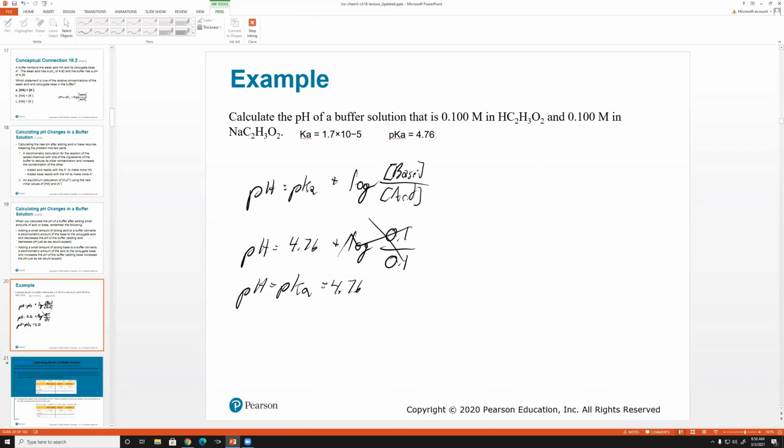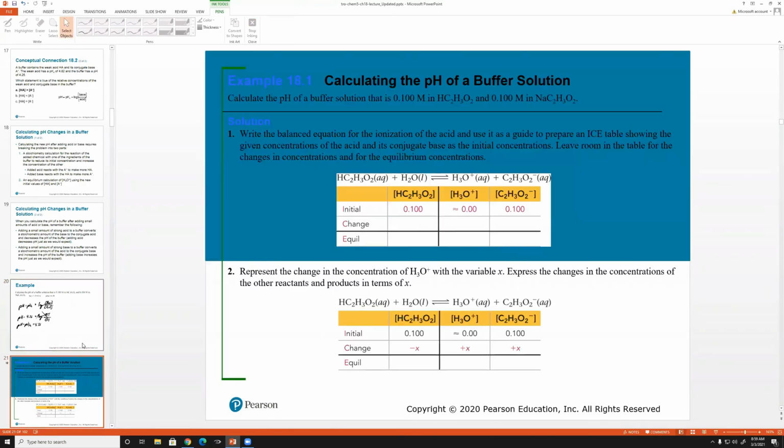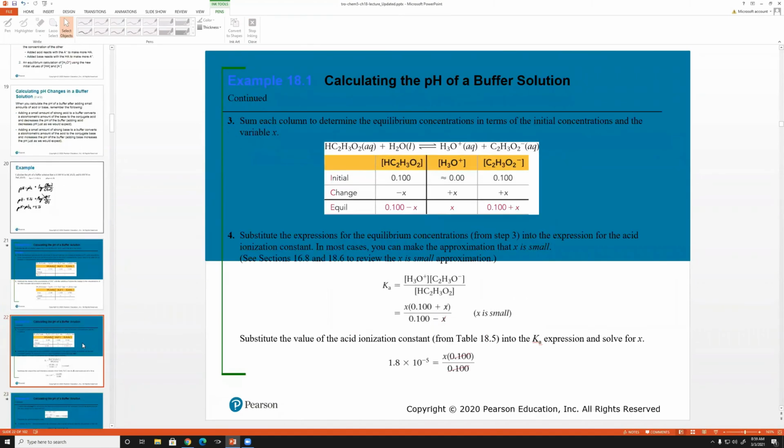Now, this tells us a lot. This tells us that in a buffer system, if we have the same amount of acid and conjugate base, or base and conjugate acid, the pH is equal to the pKa of that acid, or the pOH is equal to the pKb of the base. So that's a very important definition to have. And we're going to see that later on when we get to titrations.